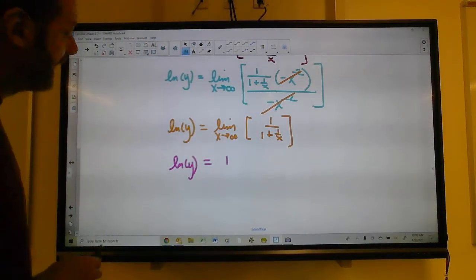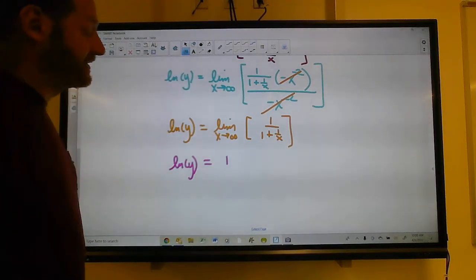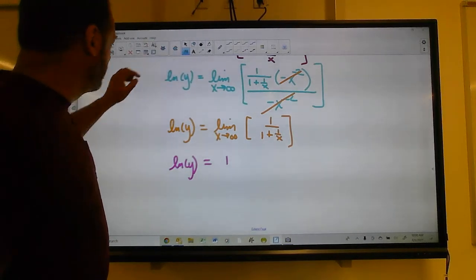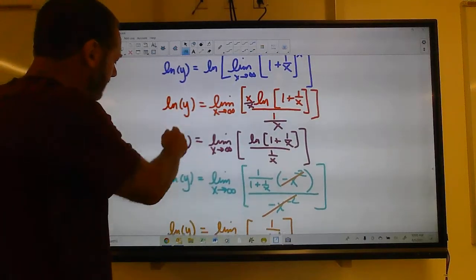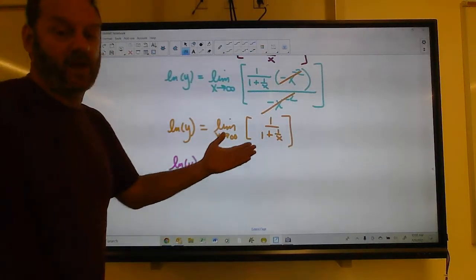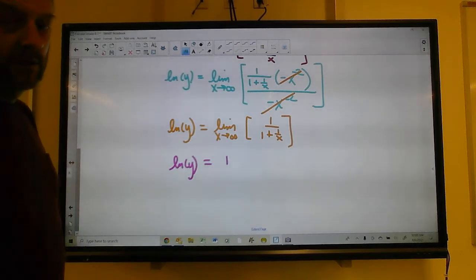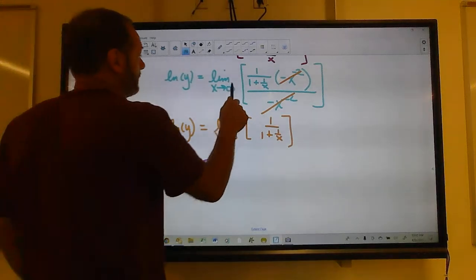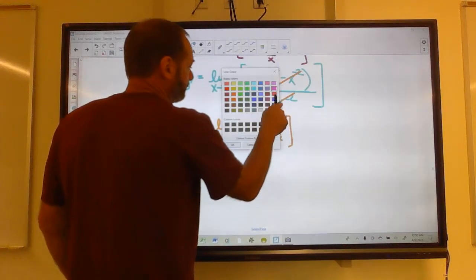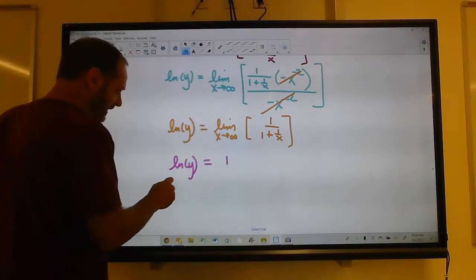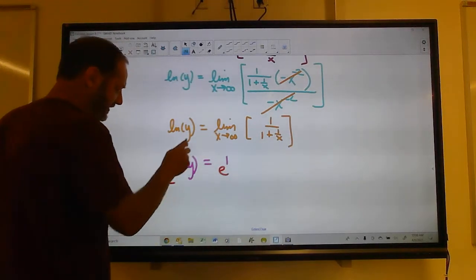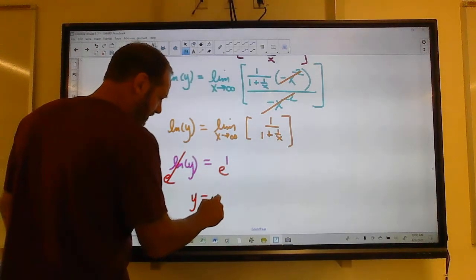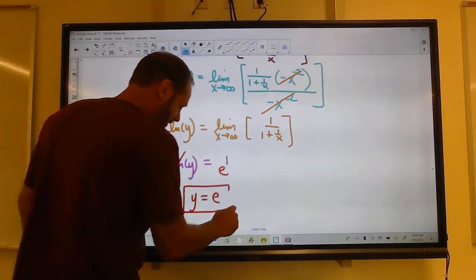Now, here's why I like to bring those natural log of y's down. Because what a lot of people do is they leave the first natural log up there, and then they leave the rest of these blank, and they get down here and go, oh, 1 is the answer, done. But remember, we don't want to know what the natural log of y is. We want to know what y is. So we need to take e to both sides to cancel out that natural log, and I get y equals e to the first power, which is just e. The limit is e.